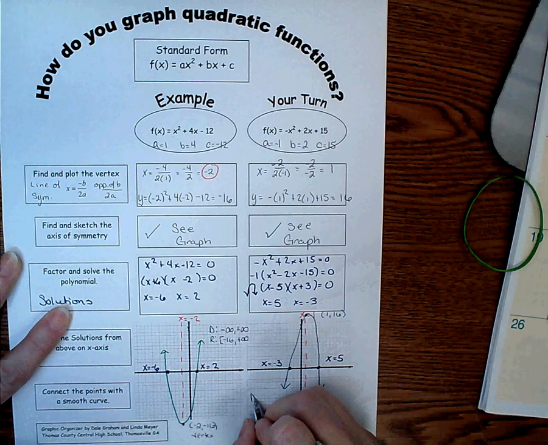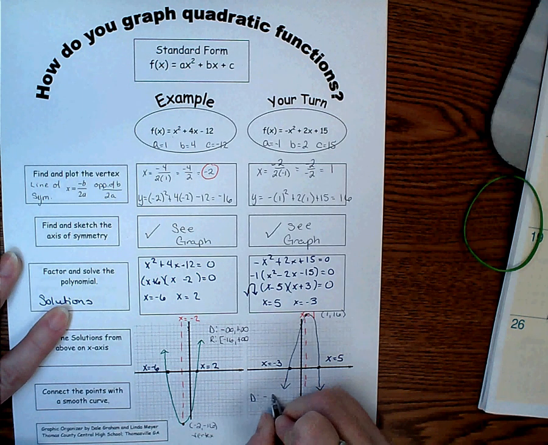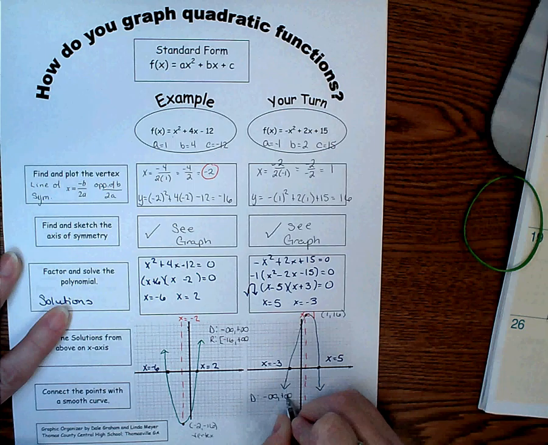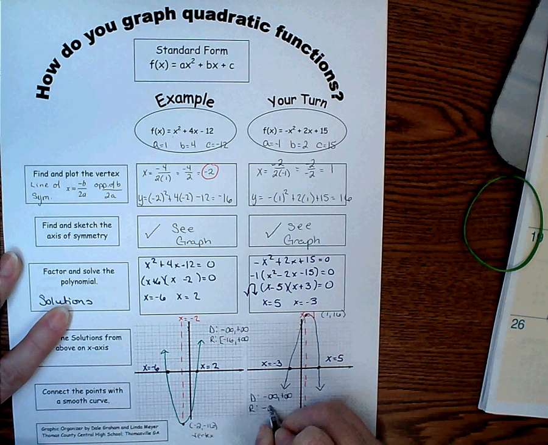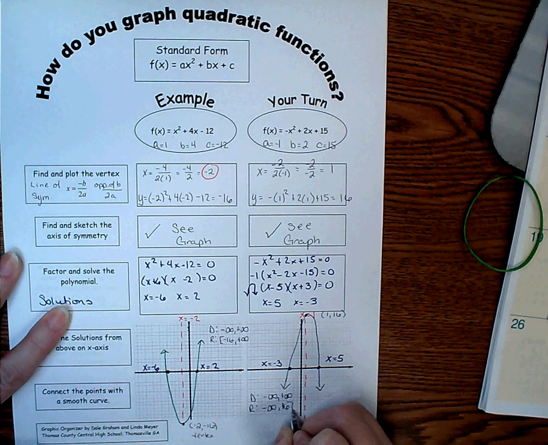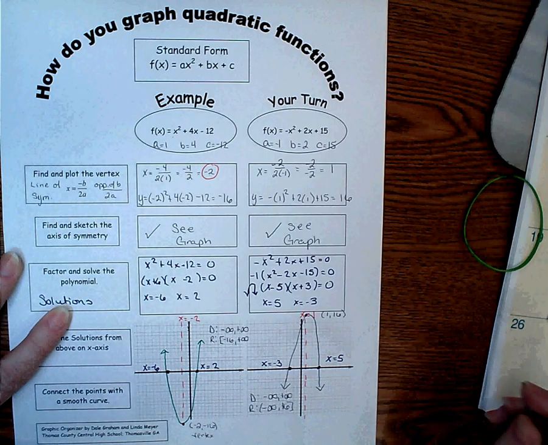So my domain, again, is all real numbers, which is negative infinity to positive infinity, and my range is negative infinity to positive 16. Okay, so I hope this helped you with graphing trinomials.